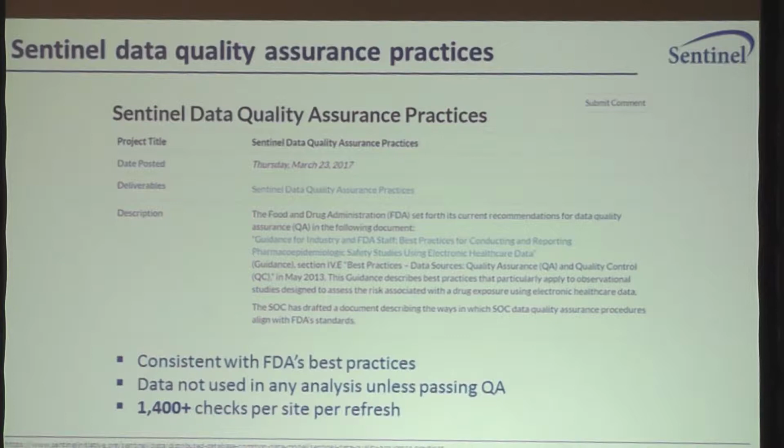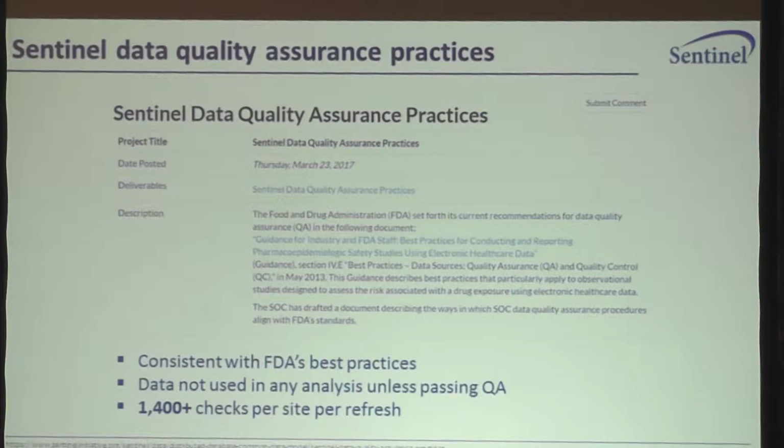During each data refresh, for each data partner, we do more than 1,400 checks. These are checks that are based on tables, figures, and summary-level information. We do that within each data partner, and we also do that across data partners to make sure that the data are of sufficient quality before we use them for any analysis.